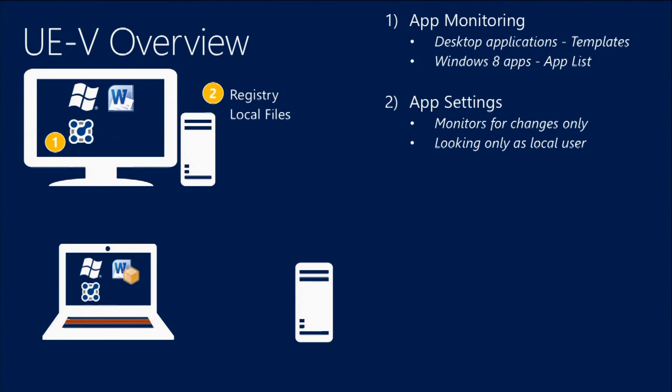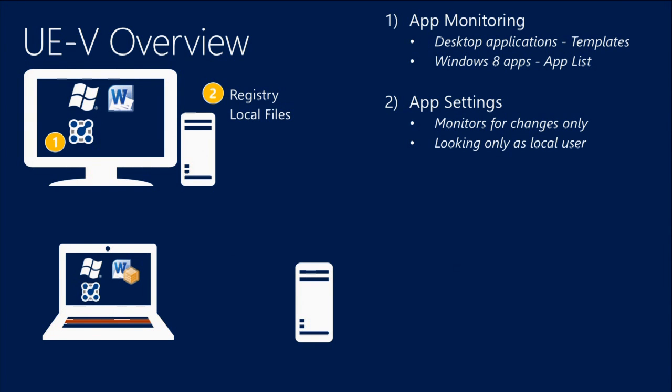The key to note on this is that we're only monitoring for changes, and we're looking only as local user. Now the one piece I didn't update on this is the only other place we're looking is for the roaming settings folder for the Windows 8 app that we may be monitoring. That's the third area we're looking for. But this allows us to actually grab the settings in those locations.